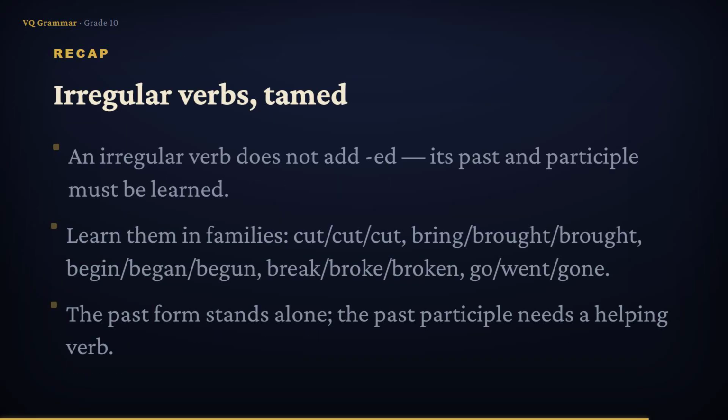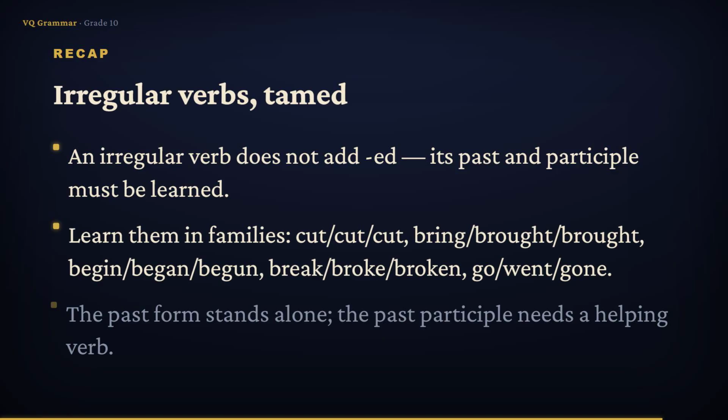Let's gather it all up. An irregular verb does not build its past and past participle by adding ed. Those forms change in their own way, and they have to be learned. But learn them in families, and the job shrinks. The no-change verbs, like cut, cut, cut. The same twice verbs, like bring, brought, brought. The 3-form verbs, like begin, began, begun. The en participles, like break, broke, broken. And the truly odd ones, like go, went, gone.